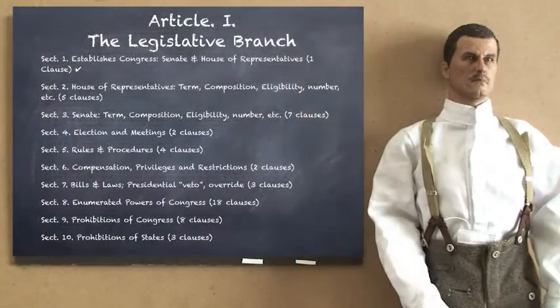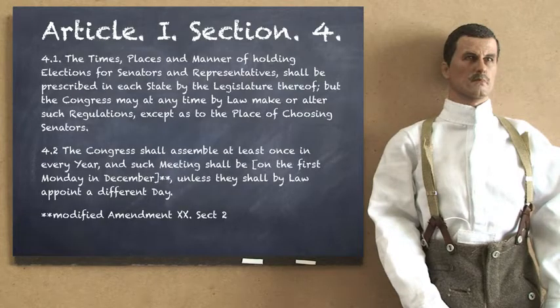So here we go with Section 4. And so there it is. You see it's got two clauses. I've called them 4.1 and 4.2, and again, those numbers aren't in the Constitution. So I'm just going to read them here. It says, the times, places, and manner of holding elections for senators and representatives shall be prescribed in each state by the legislature thereof. But the Congress may at any time by law make or alter such regulations except as to the place of choosing senators.